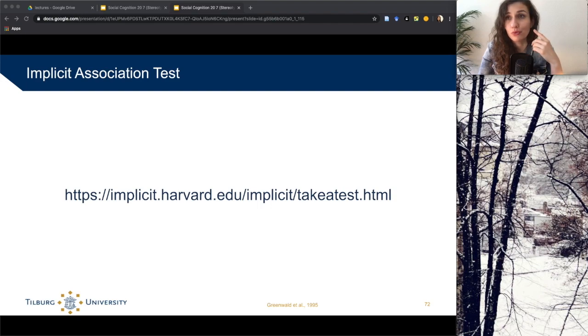What I'd like you to do now is to actually try it out yourself, so that instead of me giving you this complicated description of what the design of an implicit association test looks like, you can go through it yourself. I'm going to post this link here so that you can click it, and I would ask you to go ahead and take one of the implicit association tests yourself on the internet. So please pause the video now and go try it.